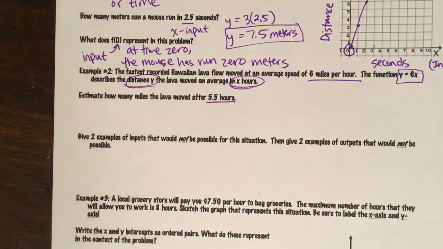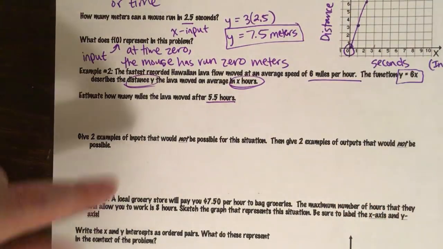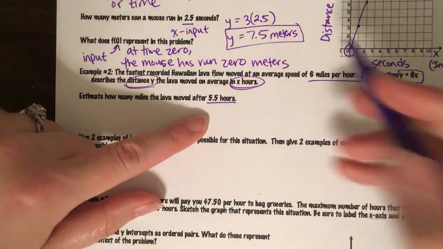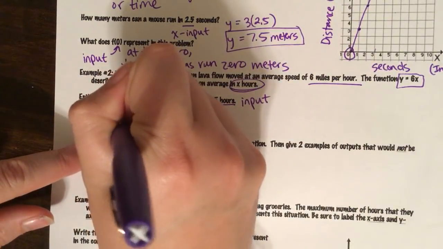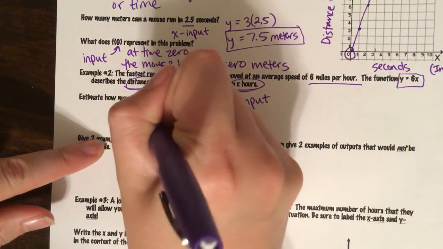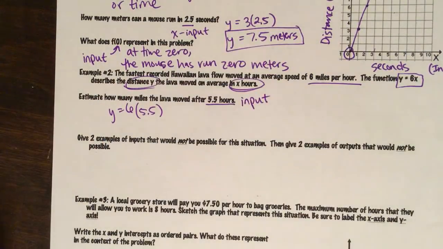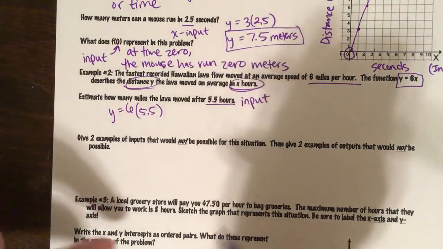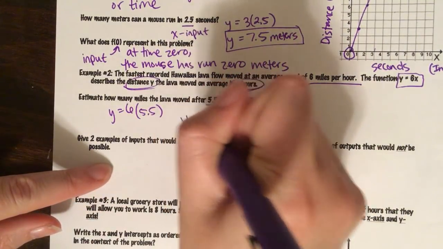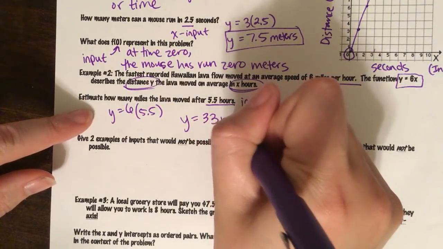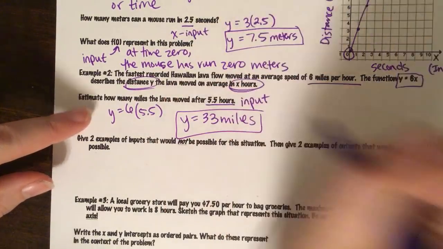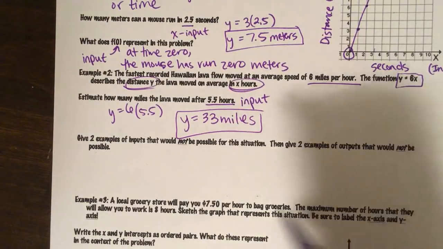So you need to think about, okay, is this an input or an output? And it told me that x is hours, so this must be an input value. So I'm going to input it into my equation. And I can conclude that y equals 33 miles. So that's how far that lava has traveled.